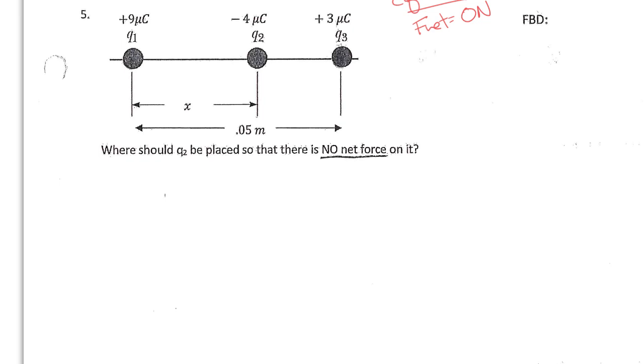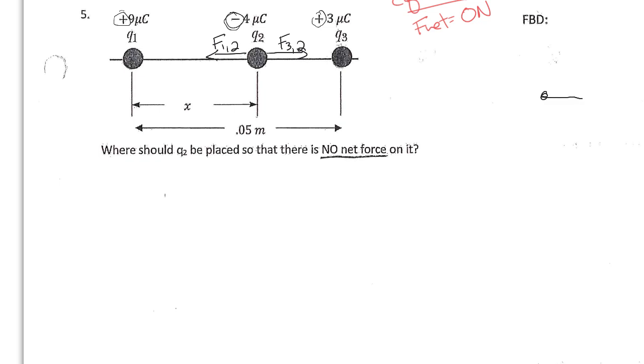The only way that can happen is if there's a tug of war, with two forces, and force 3,2, 3 pulling on 2, is the same magnitude as 1 pulling on 2. And that does make sense: a positive and a negative attract, and then a positive over here and a negative attract.